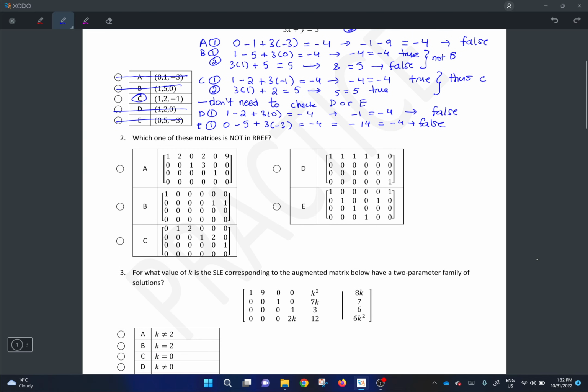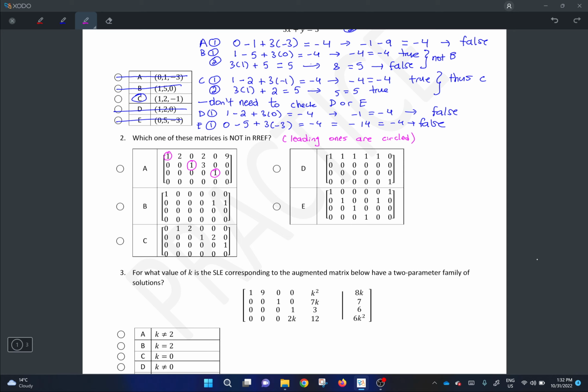Okay, question 2. Which of the following matrices is not in reduced row echelon form? So what I'm going to do for each of these matrices is check each of the leading ones, the first non-zero number in its row, and make sure it's a 1. The leading ones are circled here. So in that first matrix, we look above and below each of the leading ones. We only see zeros. That's good.